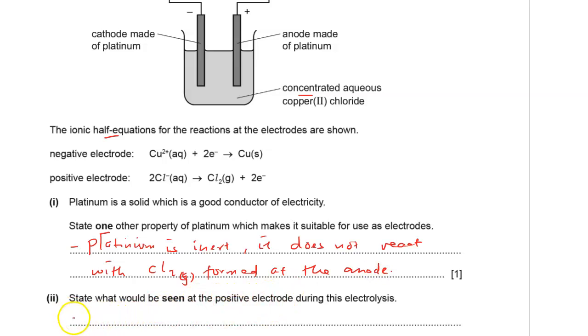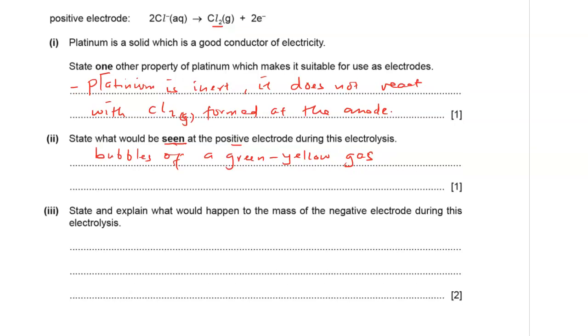Part 2. State what would be seen at the positive electrode during electrolysis. Of course, since chlorine gas is formed at the anode, which is the positive electrode, we will see bubbles of a green yellow gas. Chlorine is a green yellow gas, so we'll see bubbles of green yellow gas forming at the anode. You are told to state what will be seen.